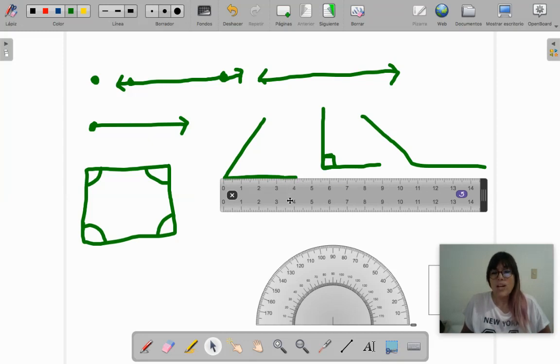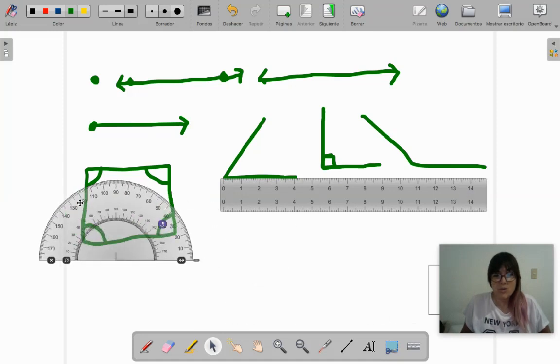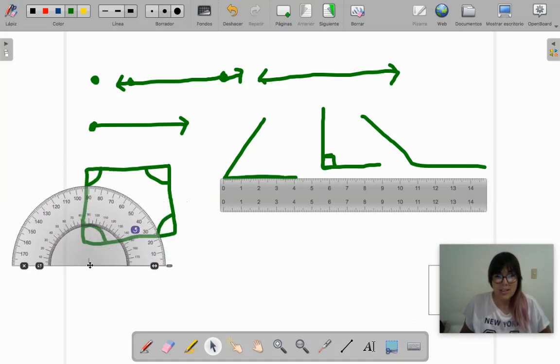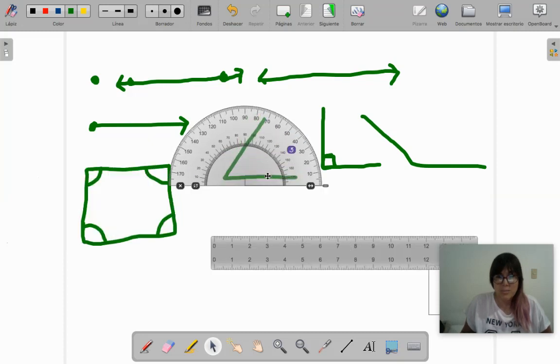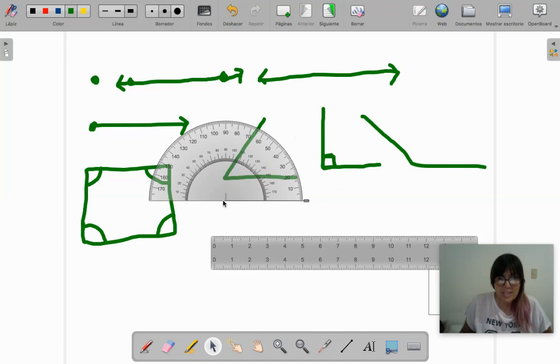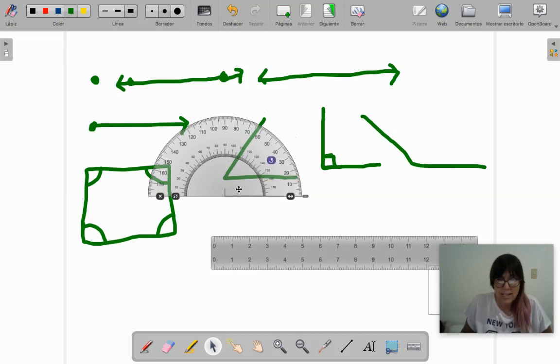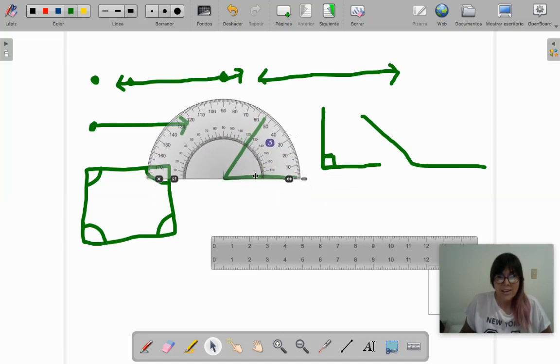Okay, we learned distances. We learned how to measure angles with this. We put it in the center, remember? And then we go from 0, from this line, to the other line and we see that it's 90 degrees. Let's measure this one, for example. We put this line in the corner where the two lines connect, and then we go from 0, and this line gets to 55, between the 50 and the 60.